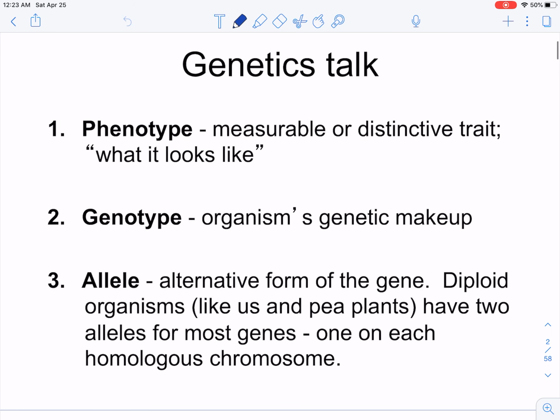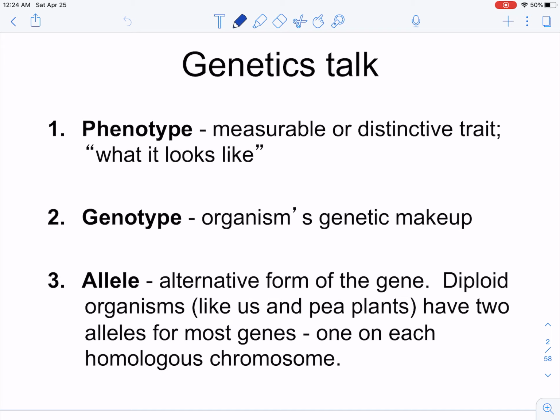So, genetics talk. A phenotype is a measurable or distinctive trait. Sometimes we can actually see the phenotype, like height or hair color. Other times we have to measure it, like the functioning of a chloride channel. And if the chloride channel doesn't function properly, that may lead to a certain disease, such as cystic fibrosis. So again, it's a measurable or distinctive trait.